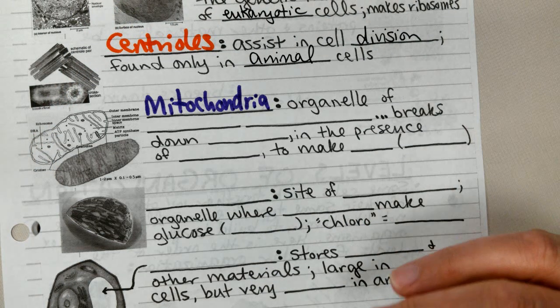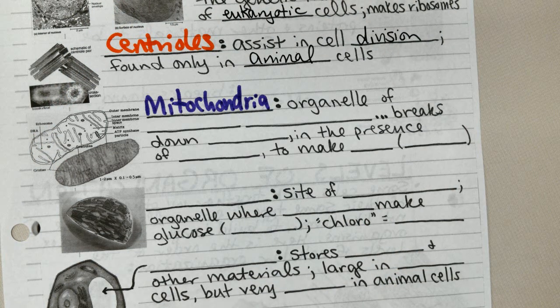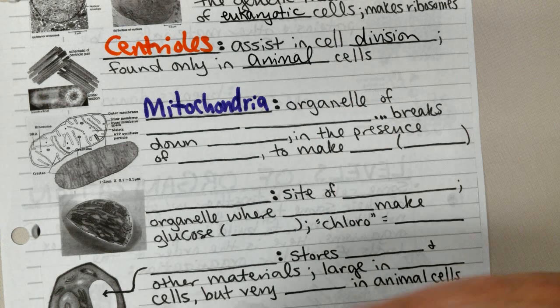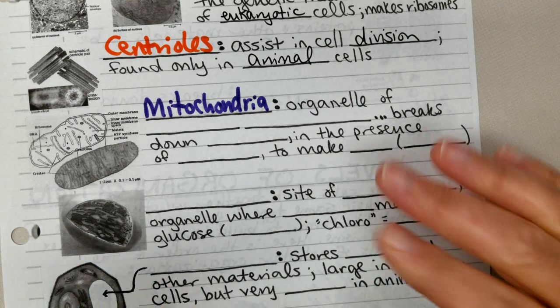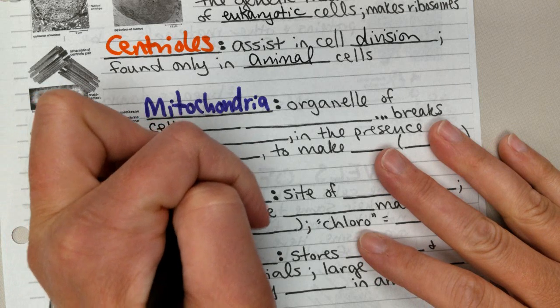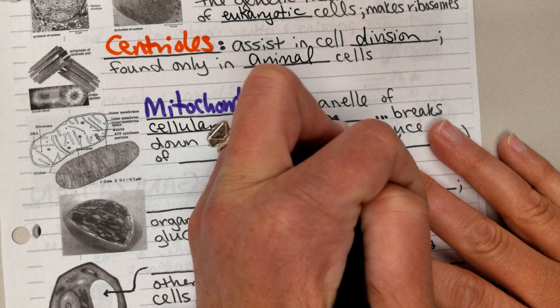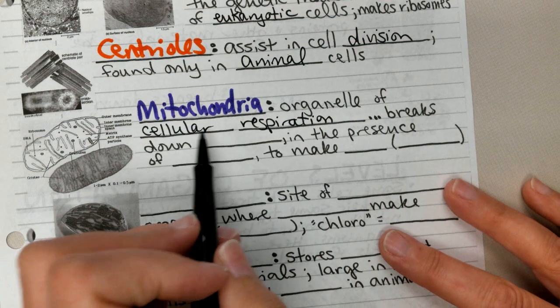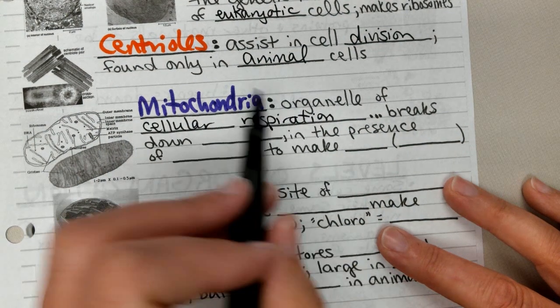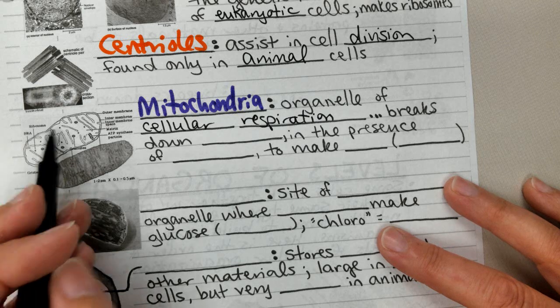If you don't remember all the details, you need to understand cellular respiration, making ATP. This is the organelle of cellular respiration. It is very important to remember that. So go back to that section if you need a whole lot more stuff talking about mitochondria.